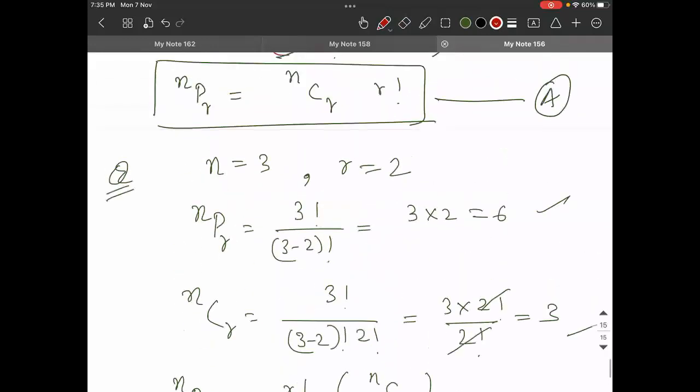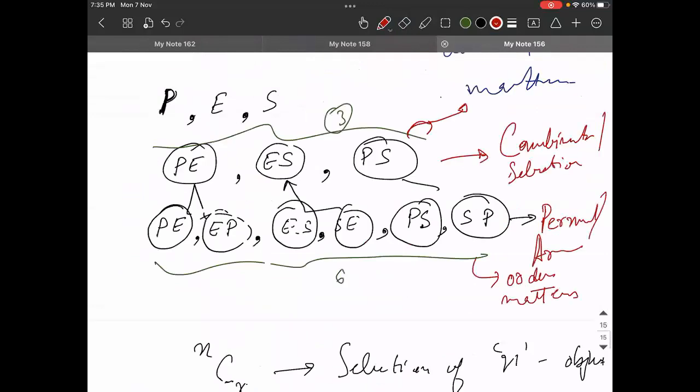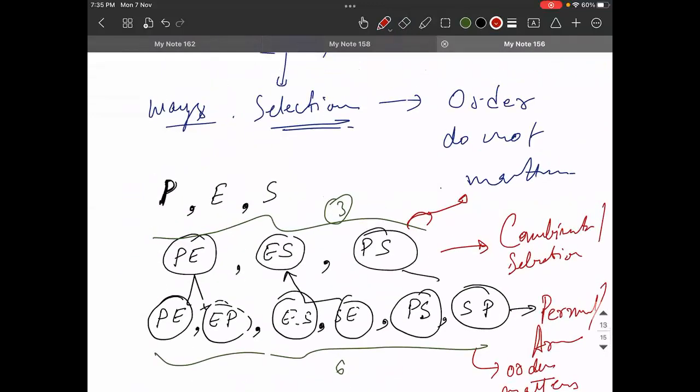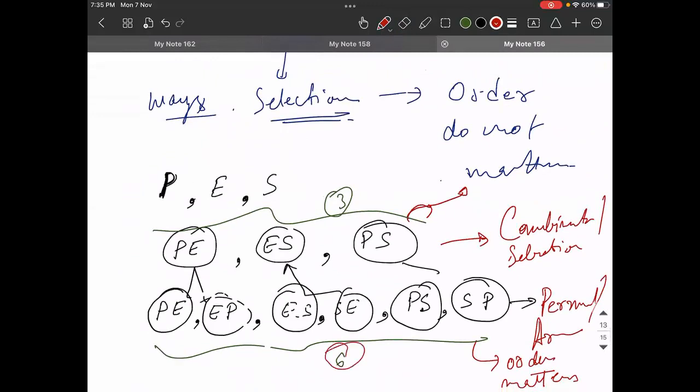So see, in this problem, we are given three objects and we are arranging two at a time. So what we get? Six ways are possible. When you are selecting two objects at a time, you have three ways. So that's the difference between permutation and combination. If you have understood permutation, you can solve all the problems from combinations. We are going to solve some problems tomorrow. Is combination clear to you? I think if you have understood permutation, combination is easy.